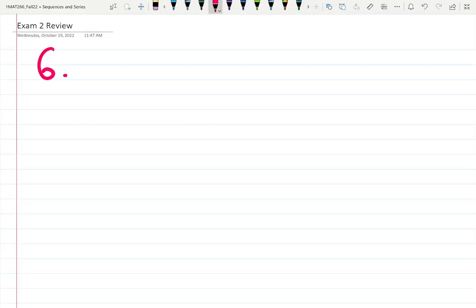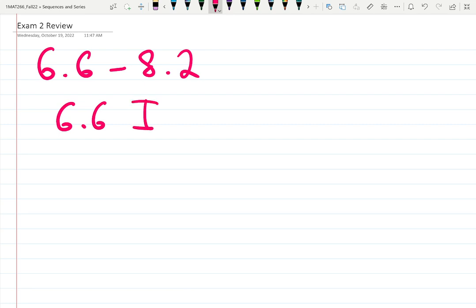Exam 2 covers 6.6 and 8.2. 6.6 was the last topic of chapter 6, and then the whole chapter 7 except 7.4 or 7.5 was skipped. And then 8.2. Let's start with 6.6 and then move on Friday. Improper integrals.